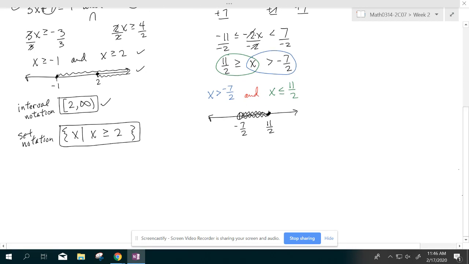Now let's write the interval notation. What is shaded? Everything from negative 7 halves to 11 halves. The negative 7 halves gets a parenthesis. The 11 halves gets a bracket. And that is my interval notation.